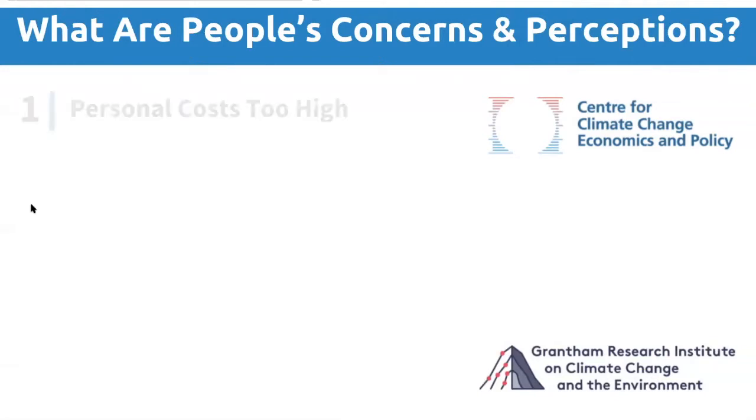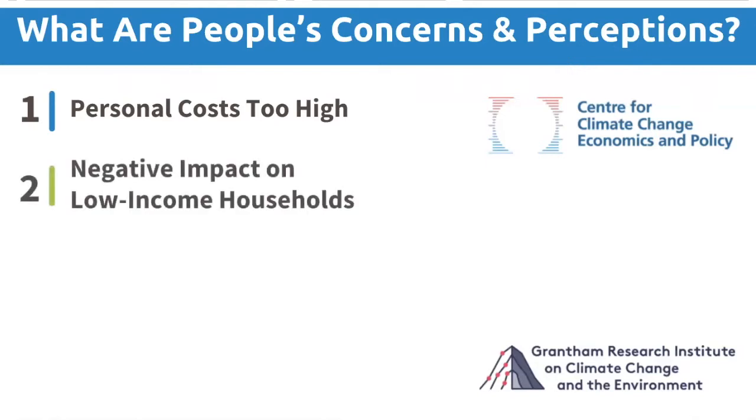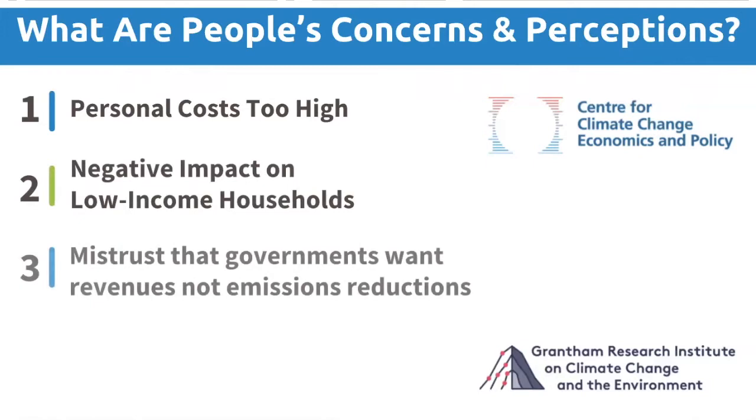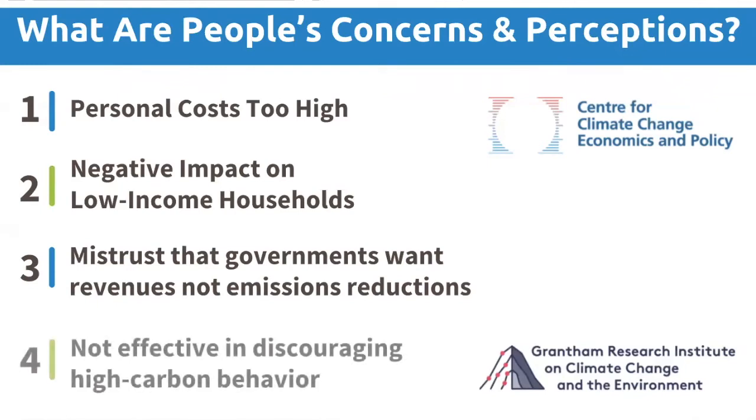Personal costs are too high was the first. The second is a negative impact on low-income households. The third is a mistrust that people have about governments. They want the revenues and not emission reductions. And the fourth is that a carbon tax is not effective in discouraging high carbon behavior.